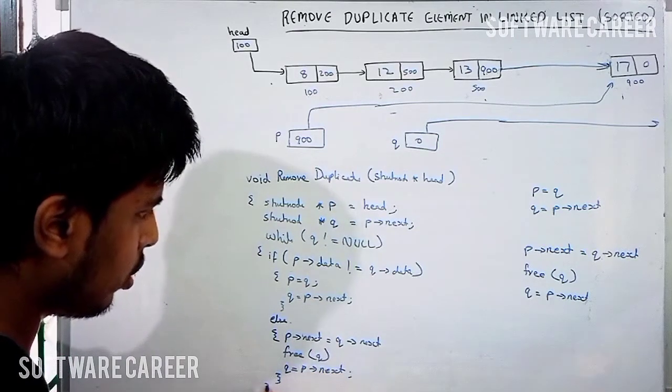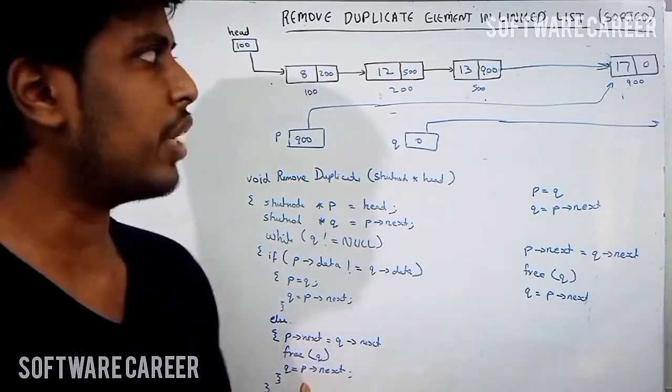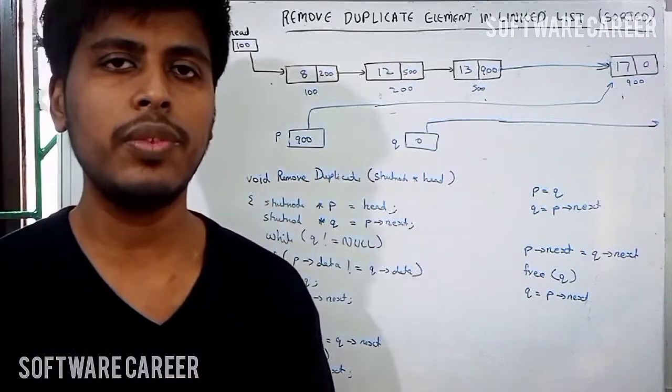So this is the code. This is the code for finding and removing the duplicate elements from the linked list.